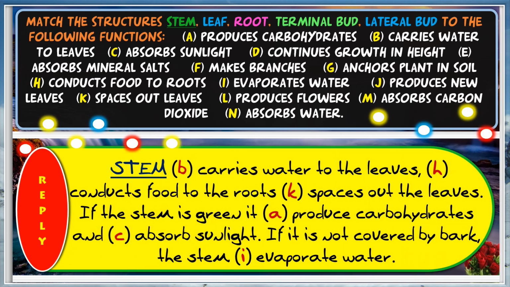Stem. B, carries water to the leaves. H, conducts food to the roots. And K, space out the leaves. If the stem is green, it also produces carbohydrates. And C, absorbs light. If it is not covered by bark, the stem will probably I, evaporate water.